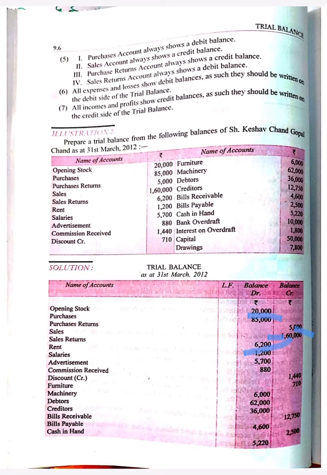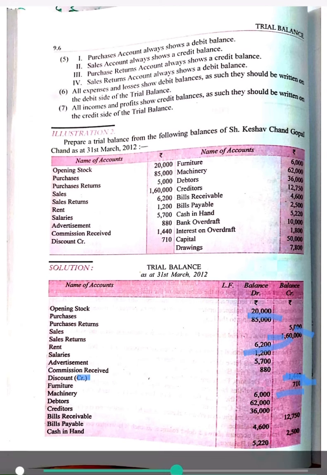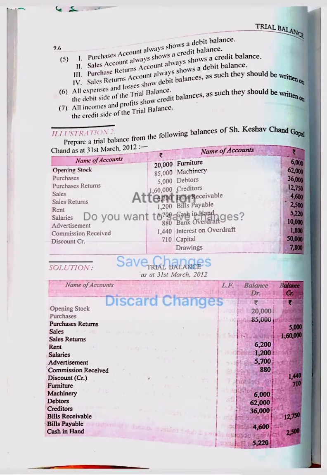Sales return, same as purchase return, opposite side, so sales return will be on the debit side. Rent is an expense, debit side. Salary expense, debit. Advertisement expense, debit. Commission received, it is an income, so it will be credited. Discount CR. Discount CR means credit. It is mentioned that it's on the credit side. It means it's an income, so it will be on the credit side. Furniture asset debit, machinery asset debit, debtors asset debit, creditors liability credit, bills receivable asset debit, bills payable credit, cash in hand debit. Let's move further.